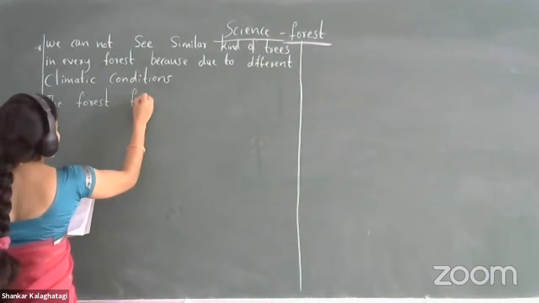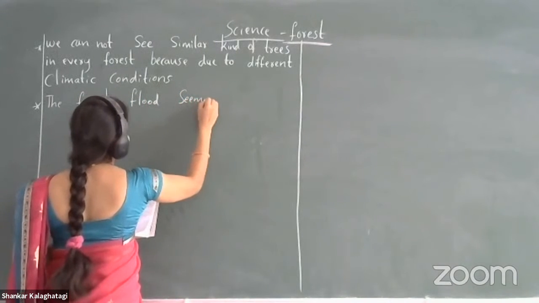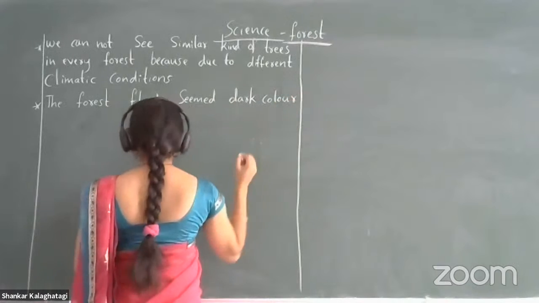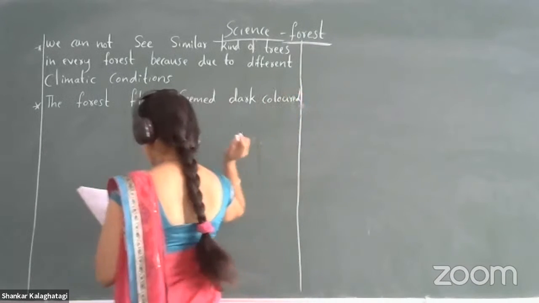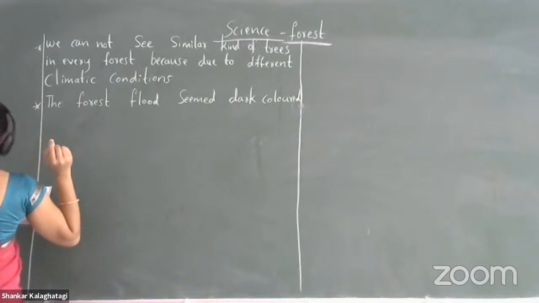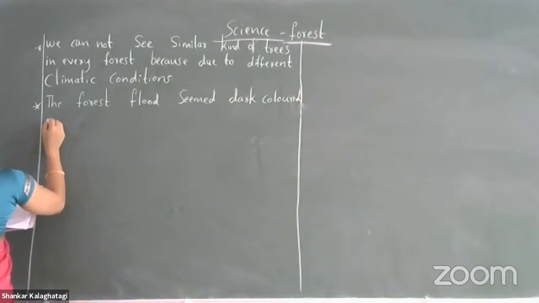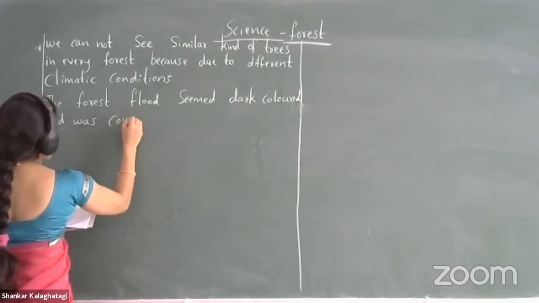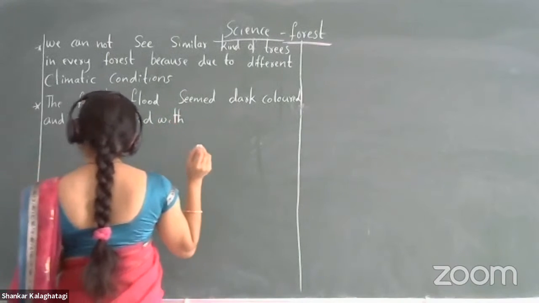The forest floor seems dark colored and is covered with a layer of dead and decaying matter.